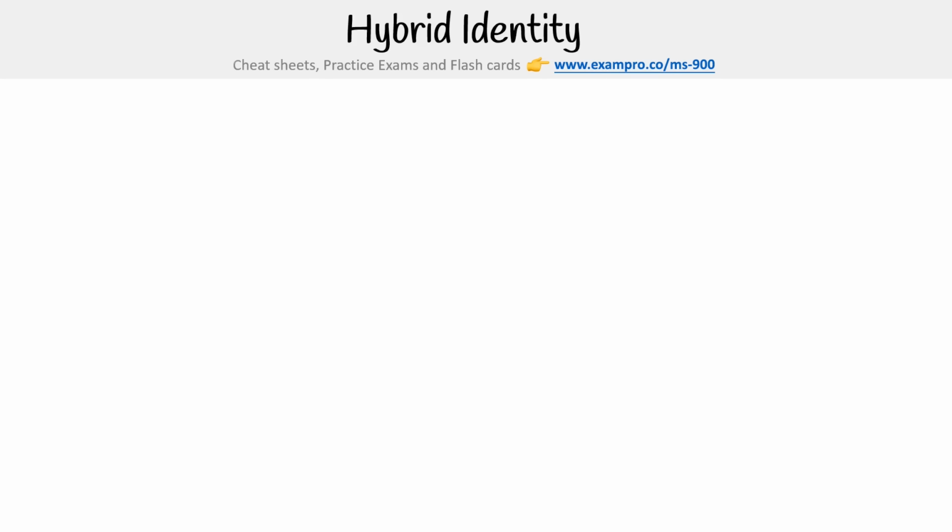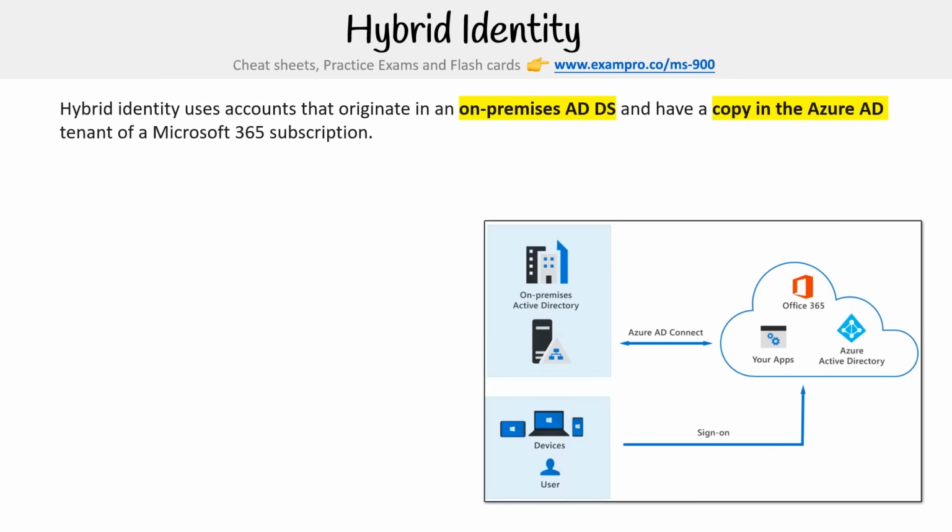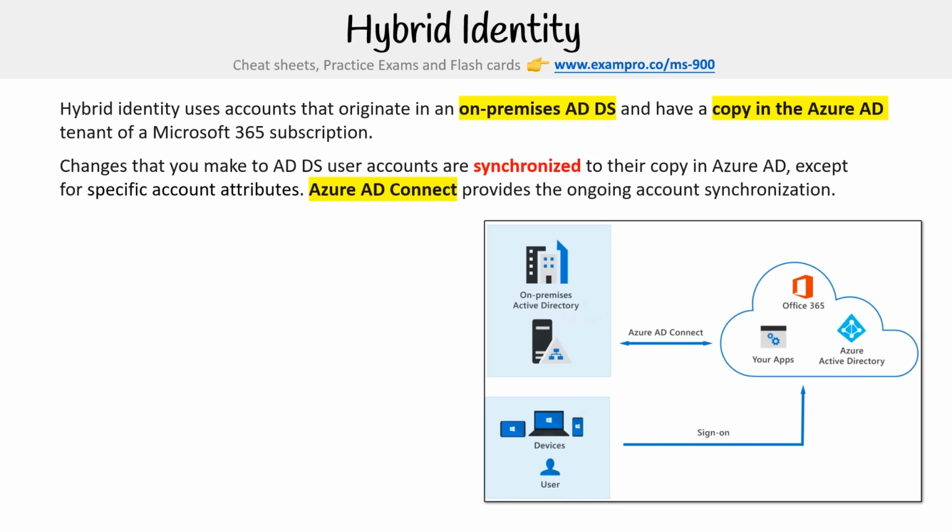Hey, this is Andrew Brown from ExamPro, and we're taking a more in-depth look at the hybrid identity model. So, hybrid identity uses accounts that originate in an on-premises AD DS and have a copy in the Azure AD tenant of a Microsoft 365 subscription. Any changes that you make to AD DS user accounts are synchronized to their copy in Azure AD, except for specific account attributes. Azure AD Connect provides the ongoing account synchronization.